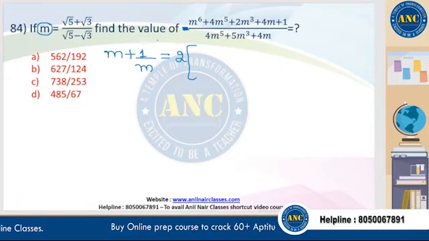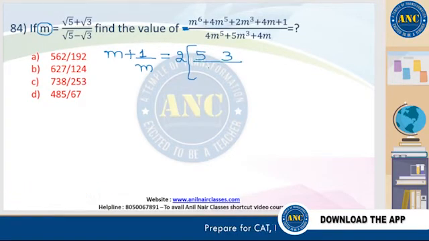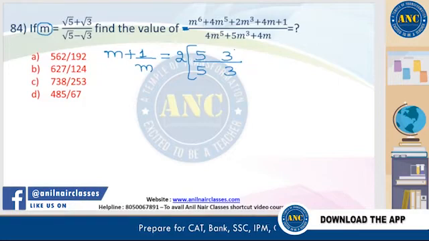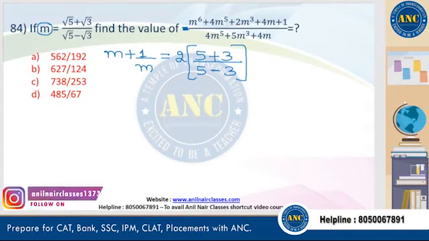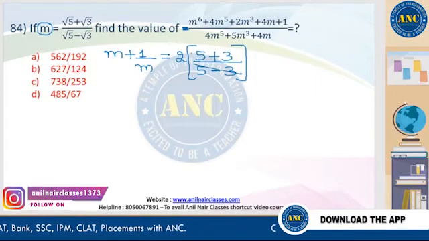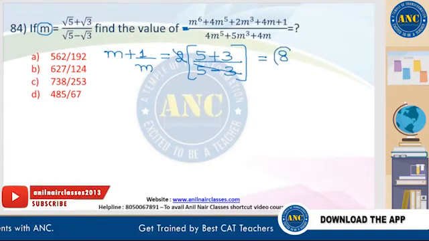Forget about the root sign, just write it as 5 and 3 in the numerator, 5 and 3 in the denominator. Always the numerator will be plus, the denominator will be minus. 5 minus 3 is 2. This cancels with the numerator 2. So m plus 1 by m is 5 plus 3, which is 8.